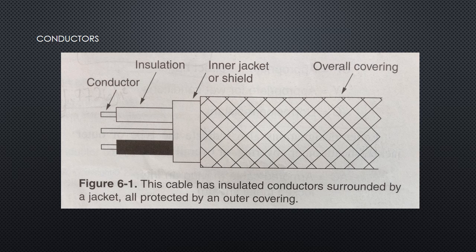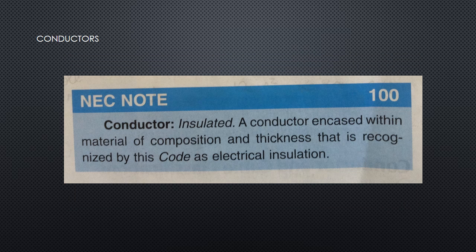A cable is actually a complete wire assembly having a conductor, insulation, shielding if needed, and an outer protective covering. Cables can contain one conductor or many separately insulated conductors. For these, see figure 6-1 on the screen now. NEC Article 100: a conductor is insulated, or encased within a material of composition and thickness that is recognized by this code as electrical insulation.